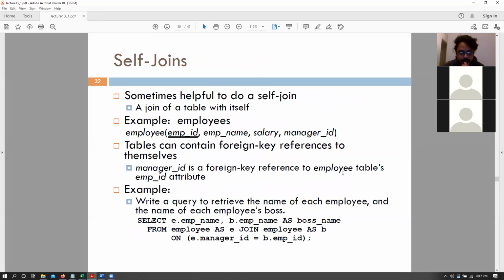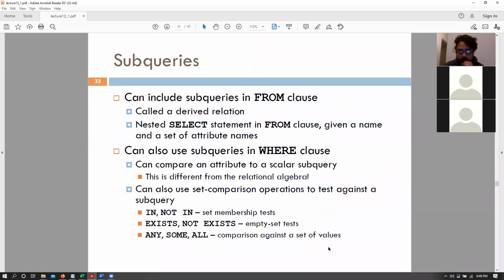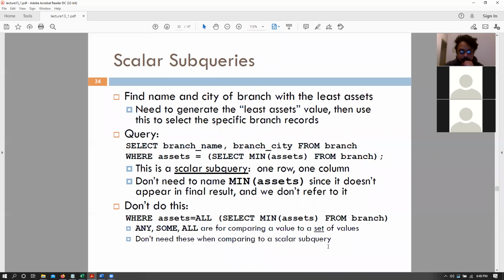What else? We also have self join. So sometimes we would like to join our own table. Remember, we had the example for the manager ID. So get me all the information where manager ID equals my employee ID. So get me all the information about the name of each employee and their boss. So that is something where a foreign key can reference its own table. We talked about subqueries a lot.